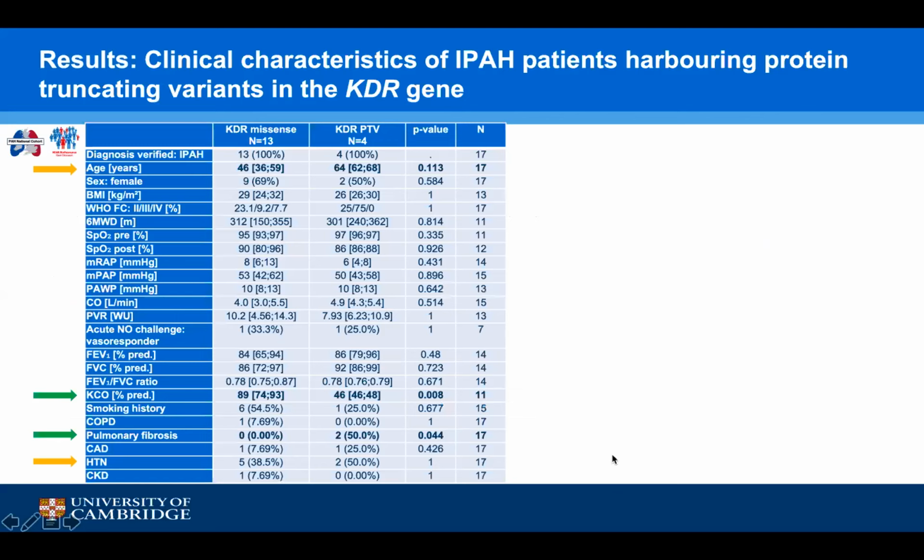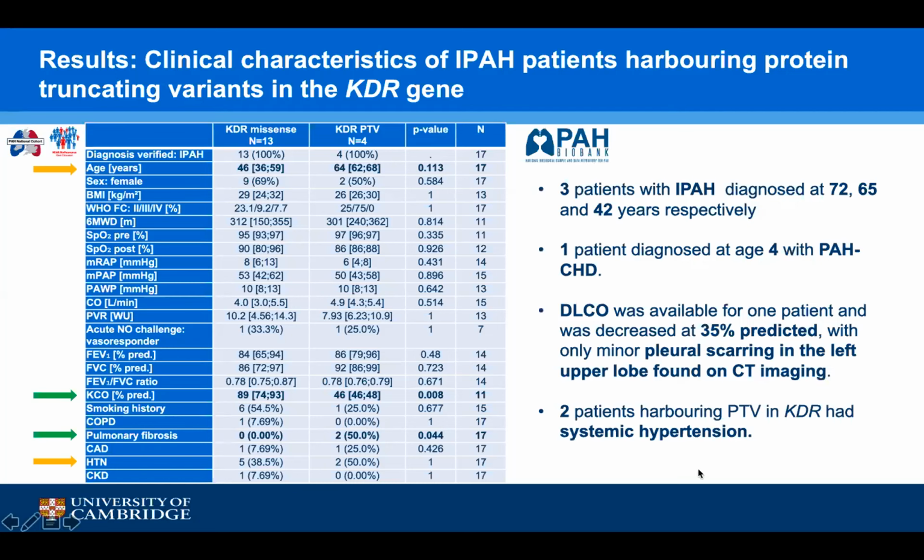And in this table, you can see the characteristics of protein truncating variant mutation carriers. They are older. They have significantly reduced KCO. They have quite a high percentage of patients with some pulmonary fibrosis, and 50% of these patients also had systemic hypertension. This was not statistically significant, but quite relevant when we look at the side effects of tyrosine kinase inhibitors. And pretty much similar characteristics were seen in the US cohort.